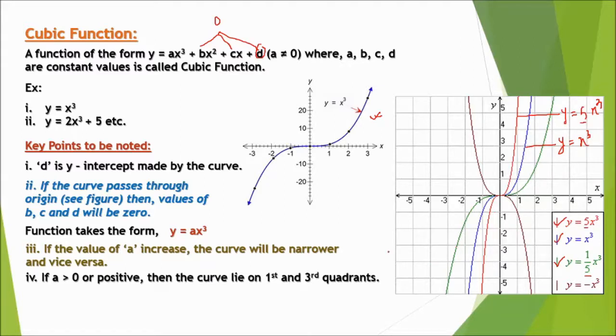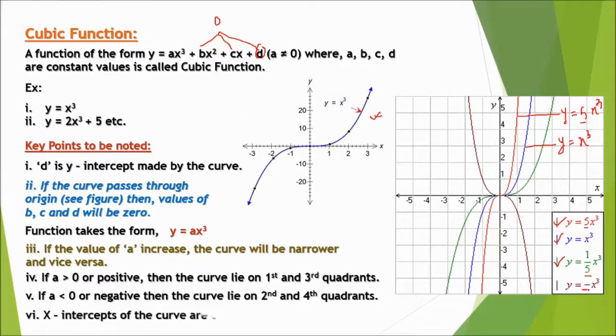And you can see, if a is negative, then what will happen? If a is less than 0, or negative, then the curve will lie on the second and fourth quadrant. You can see if the value of a is negative, in this curve it lies on the second and fourth quadrant.